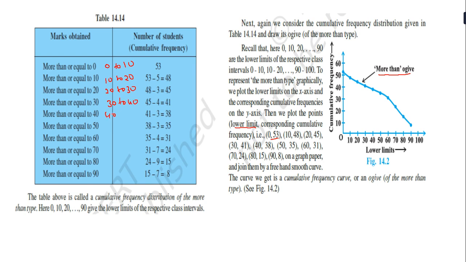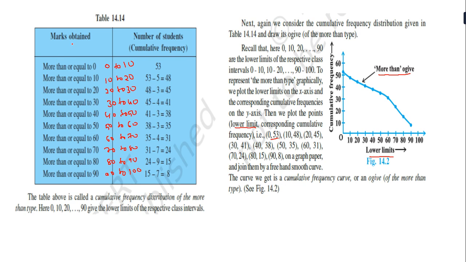40 to 50, 50 to 60, 60 to 70, 70 to 80, 80 to 90, and 90 to, what do I write? Again the lower limit.